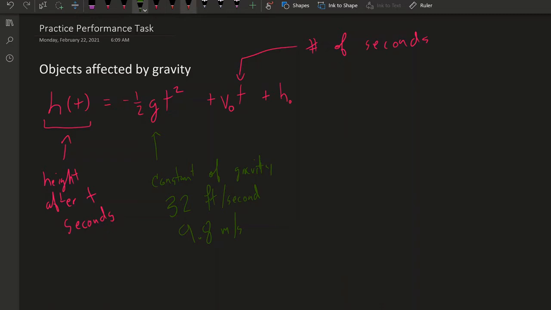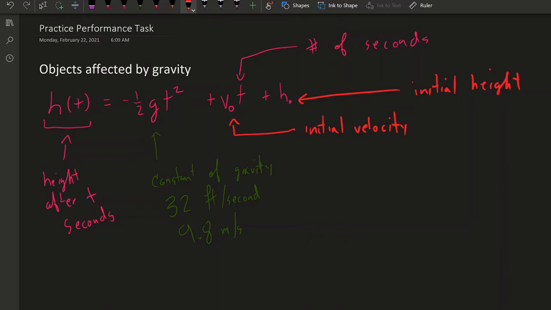Now, v0 just means the initial velocity, or the starting speed. And then h0 means the initial height, just the starting height.